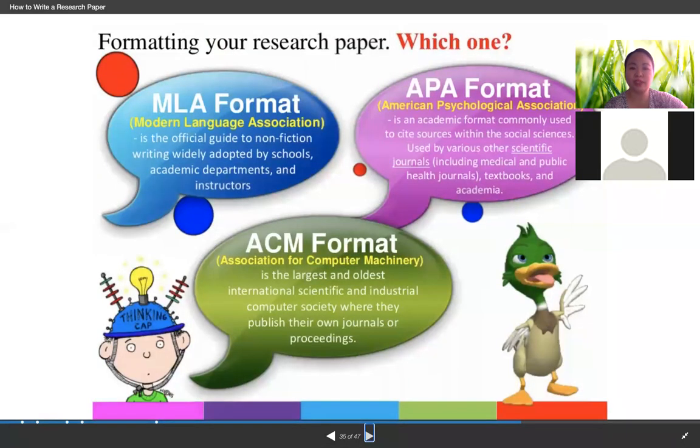So how do you format your paper? We have a lot of formats, no. In fact, these are just the most common three.